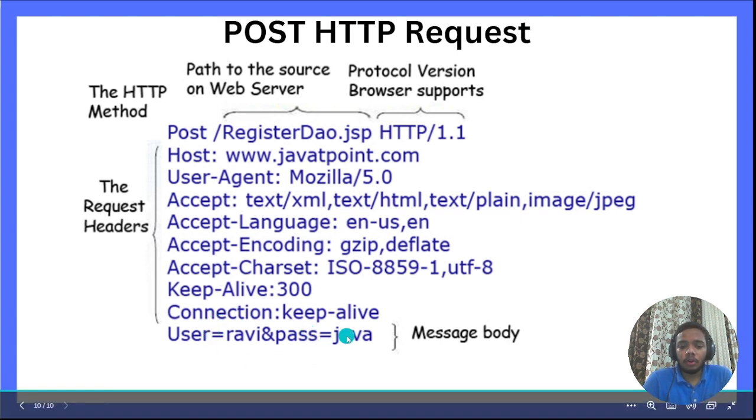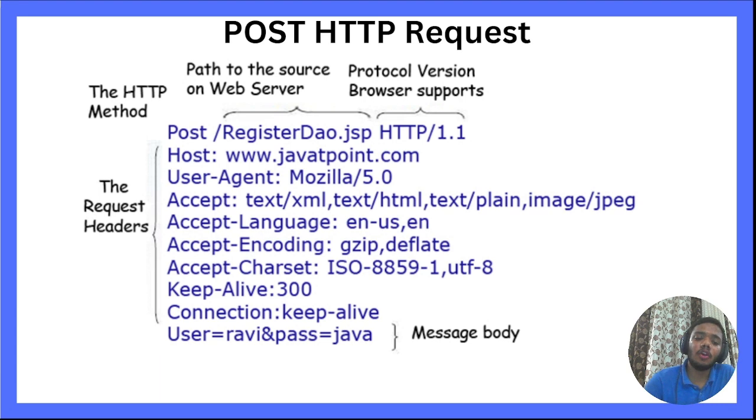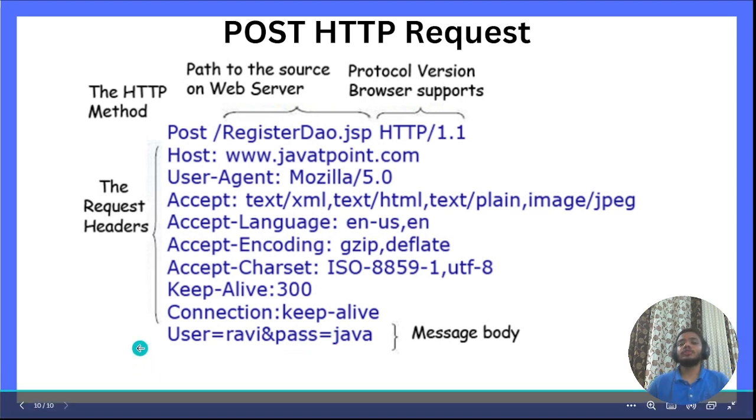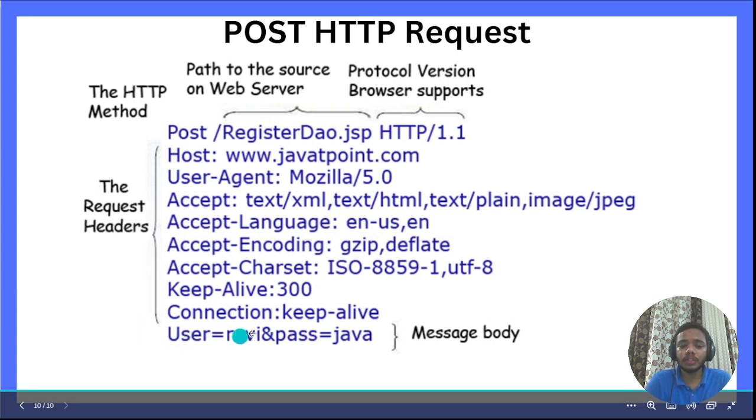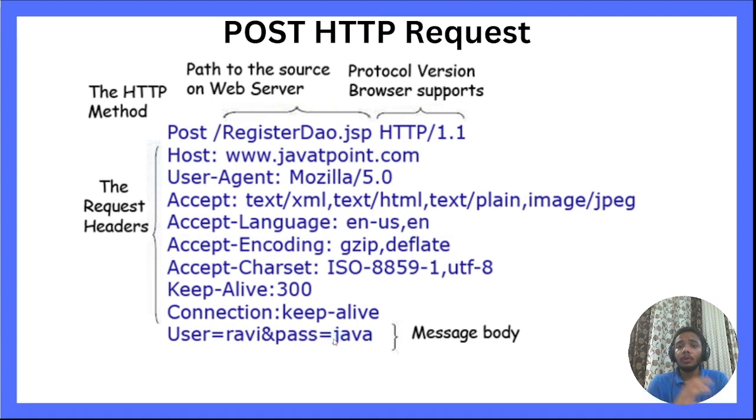Now here is the body of the POST request. A POST request will always have a body associated with it, because a POST request means that you need to provide the server with some data that the server needs to process and store. Here it is providing the data that the user is Ravi and its password is Java. So now the server can process this and store this data.